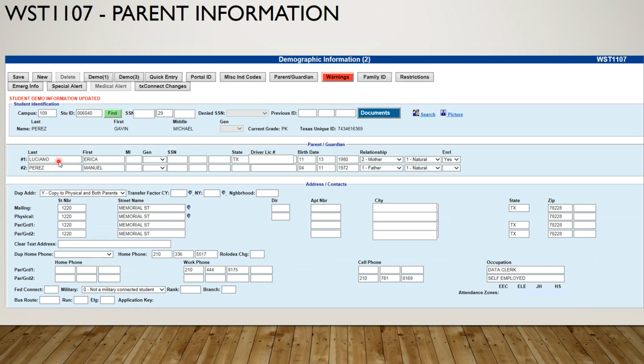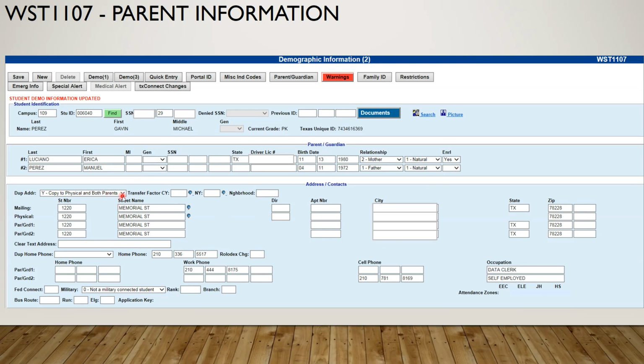Next is parents' names, their information from their driver's license or their state ID. Date of birth information you can get from that driver's license or state ID. The relationship to the student, and then if the student was enrolled by that parent.